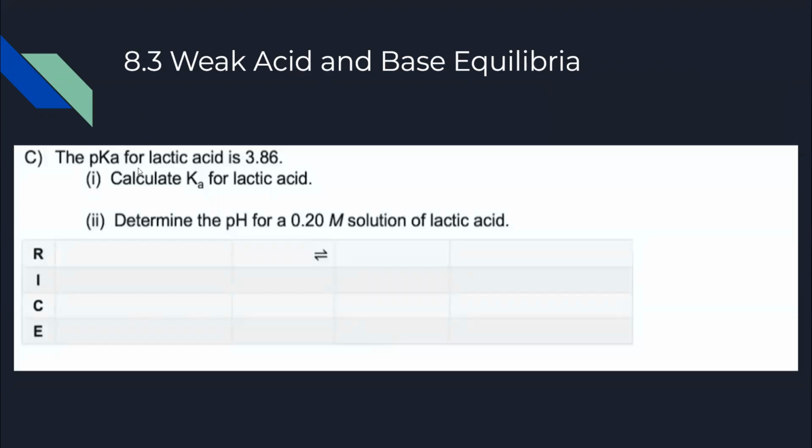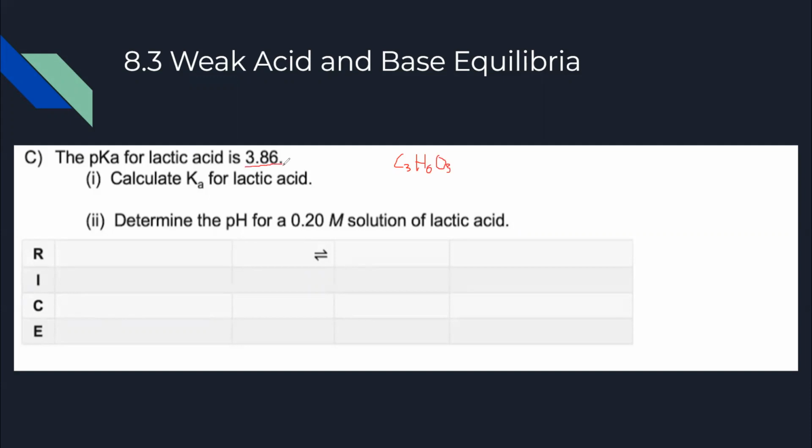The pKa for lactic acid is 3.86. It's asking us first to calculate the Ka for lactic acid. What we first need to know is the formula for lactic acid. Wait one sec, there's the annotation. Okay, lactic acid is C3, my bad, I don't memorize my lactic acid. So you have C3H6O3.